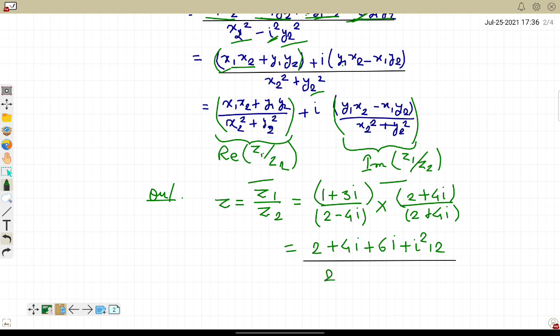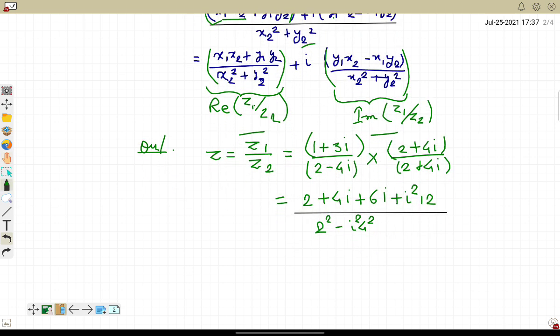So we can write 2 square minus iota square into 4 square. So try to find the value, and we get this complete value is equal to, this one is 2, and 4 iota plus 6 iota is equal to 10 iota. So write down directly 10 times of iota, and as we know the value of iota square is equal to -1, so this value becomes -12.